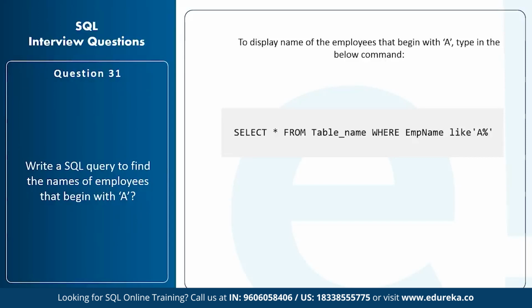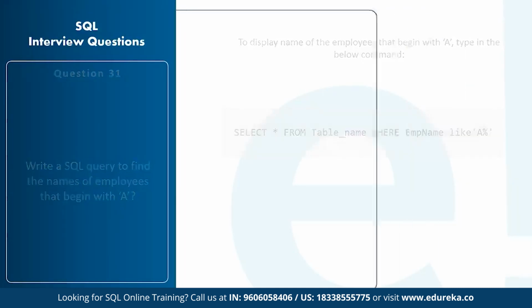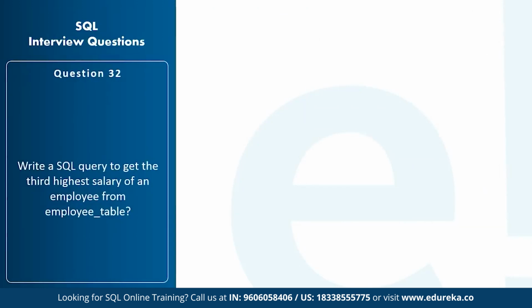Now suppose you want to write a query to find the names of employees that end with A. You can simply write a similar query like select star from table name where employee name like '%A', right? Where the percentage comes first, that means all the names that start with any alphabet but end with A will be considered.